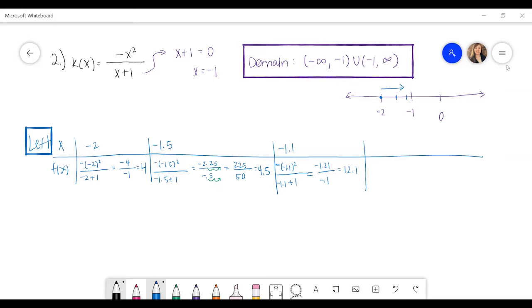Okay. And then maybe negative 1.01. Again, that's closer in here, not drawn to scale, but negative 1.01 squared, negative, that's negative in there as well, 1.01 plus 1. So we get a negative 1.0201 divided by negative 0.01, which gives us 102.01, excuse me, 0.01. Let me just write that cleaner.